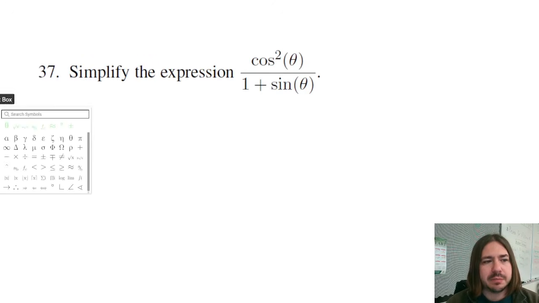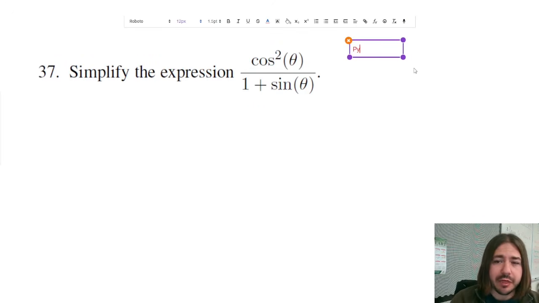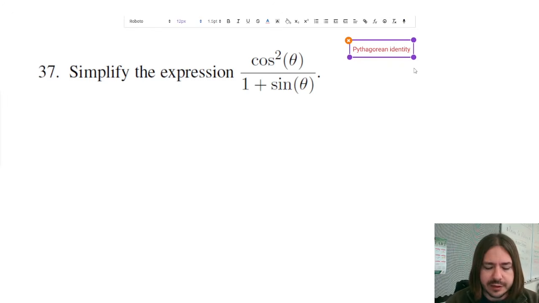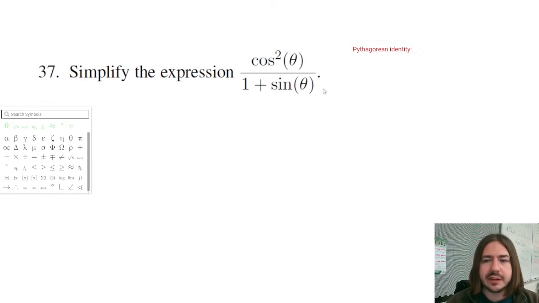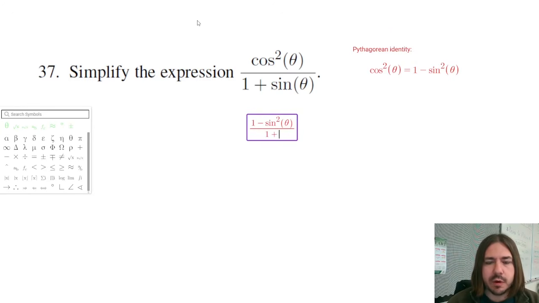So to simplify this, we need to be aware of our Pythagorean identities. And the one that we're going to actually use for this one is the fact that cosine squared theta is equal to 1 minus sine squared theta. So we're going to replace that cosine squared theta with 1 minus sine squared theta. So we have 1 minus sine squared theta over 1 plus sine theta.